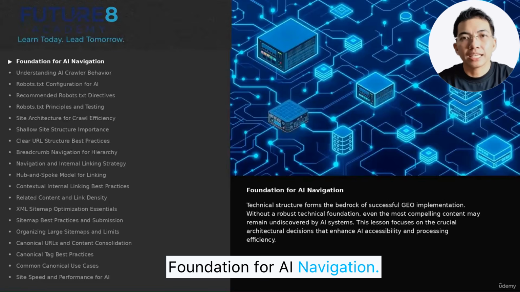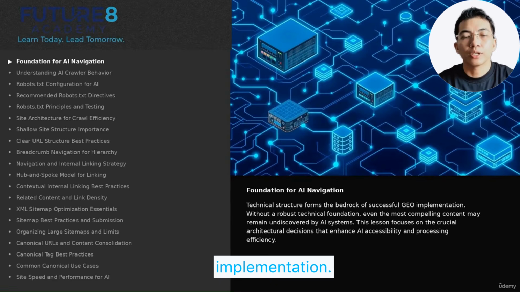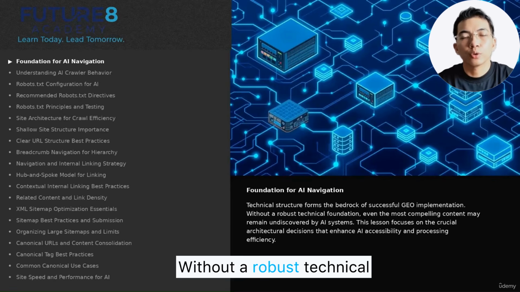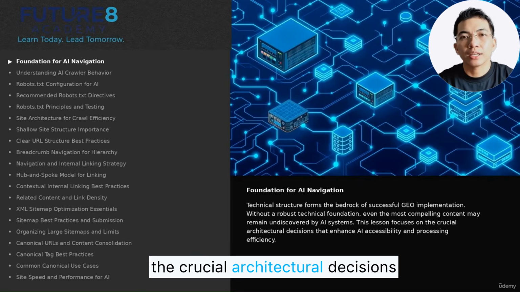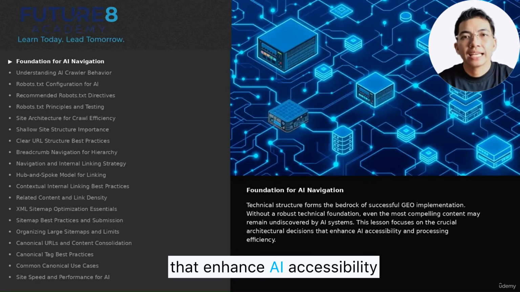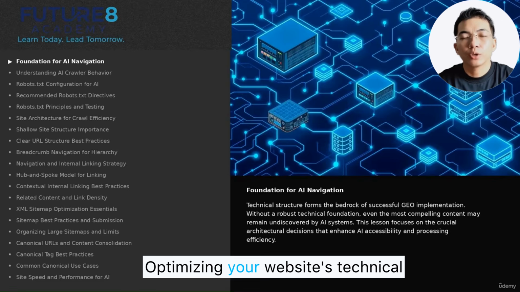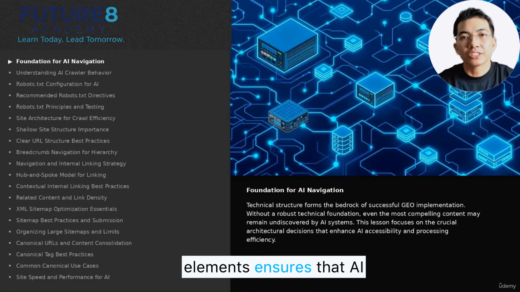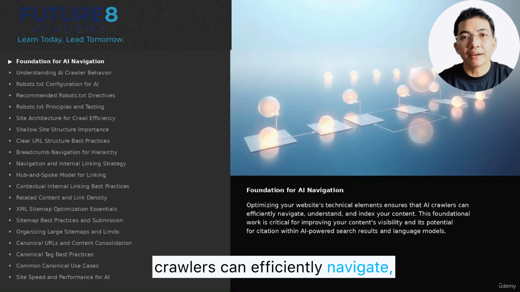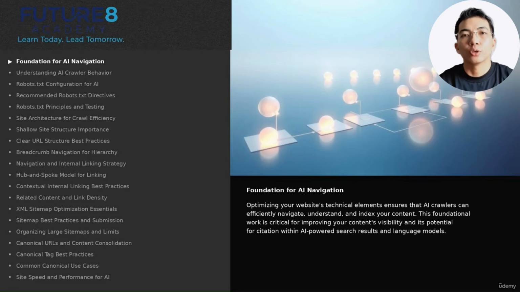Foundation for AI navigation. Technical structure forms the bedrock of successful GEO implementation. Without a robust technical foundation, even the most compelling content may remain undiscovered by AI systems. This lesson focuses on the crucial architectural decisions that enhance AI accessibility and processing efficiency. Optimizing your website's technical elements ensures that AI crawlers can efficiently navigate, understand, and index your content.